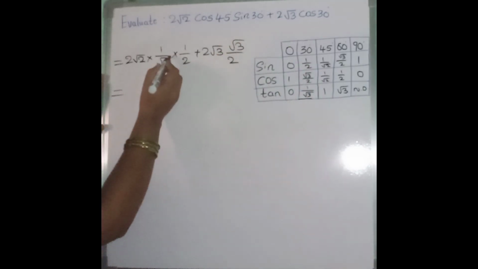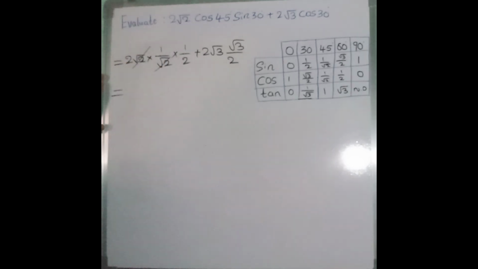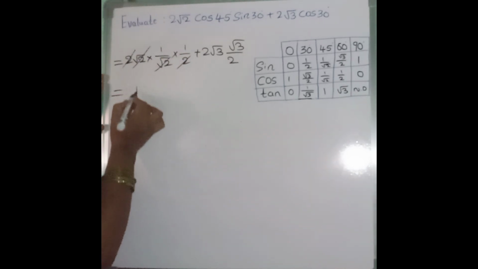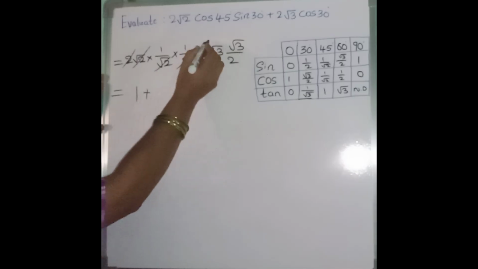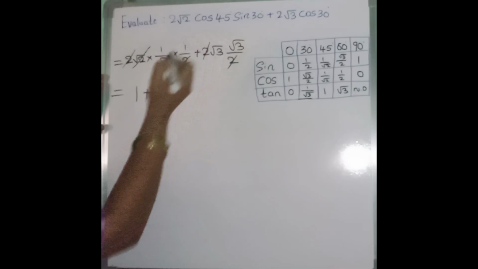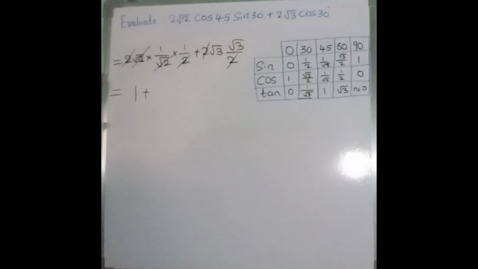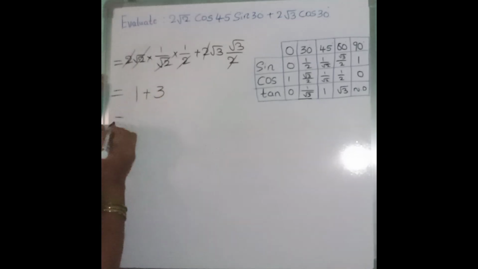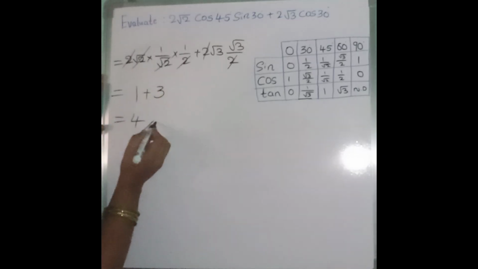Next, root 2 is cancelled, 2 are cancelled, left only 1, plus 2 are cancelled, left root 3 into root 3. Root 3 into root 3 means root 3 whole square. Root 3 whole square means square and root are cancelled, left only 3. 3 plus 1 is 4, which is the answer.